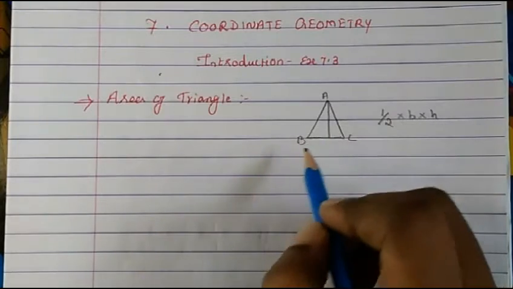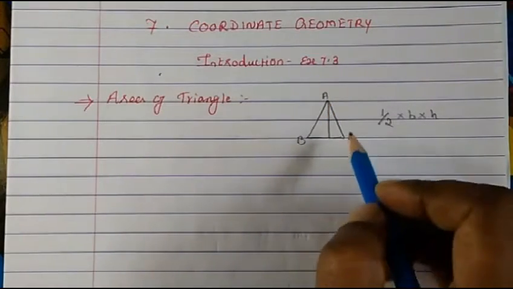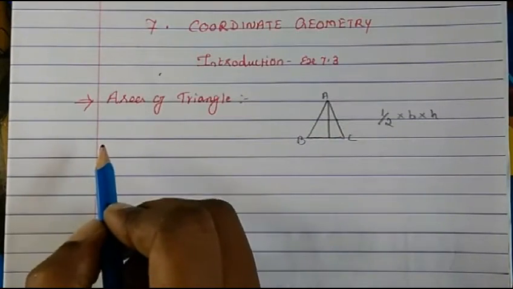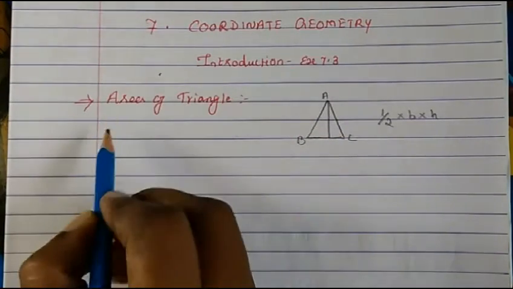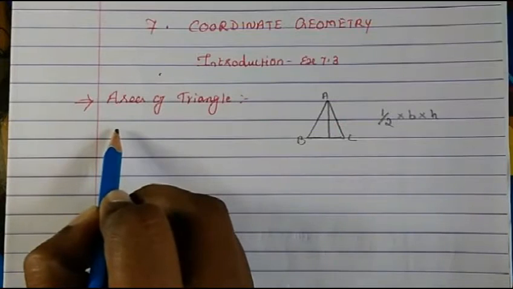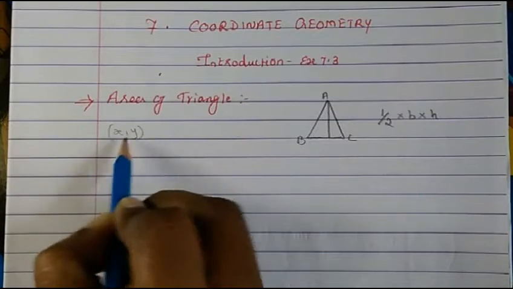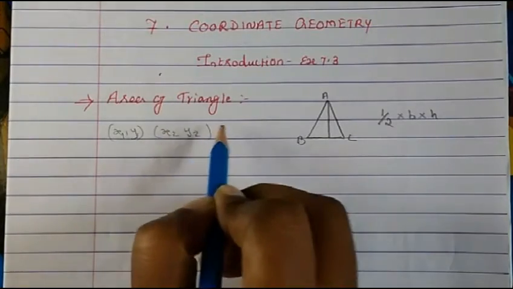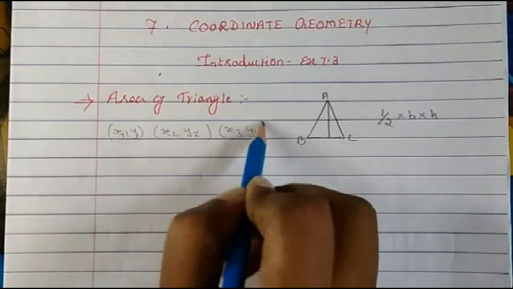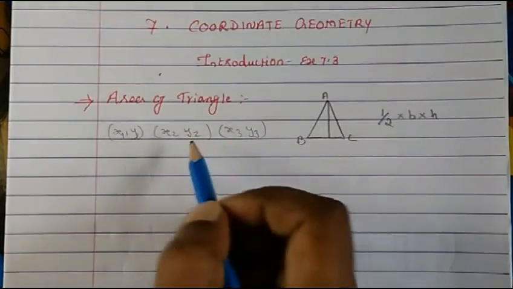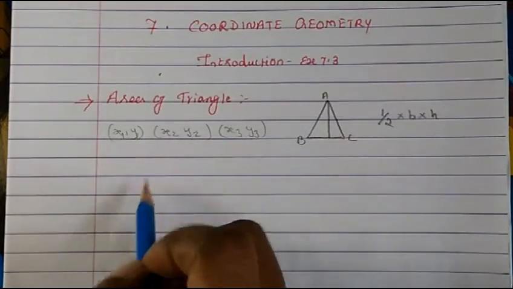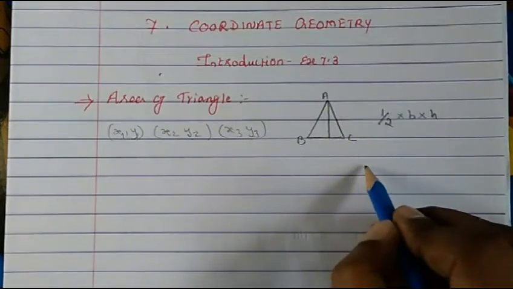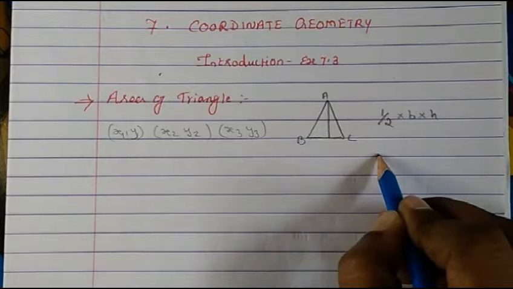But now, instead of base and height, if coordinates are given to us, coordinates meaning x coordinate, y coordinate, graph, which I've taught you. So a point is like x1, y1, then x2, y2, then x3, y3. When points are given like that, we call them coordinates. So we have a triangle and coordinates are given to us.